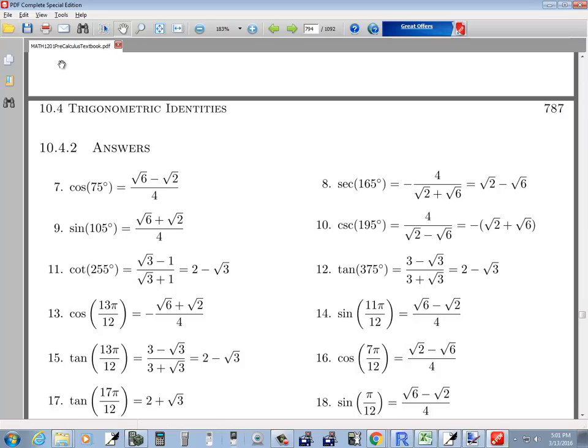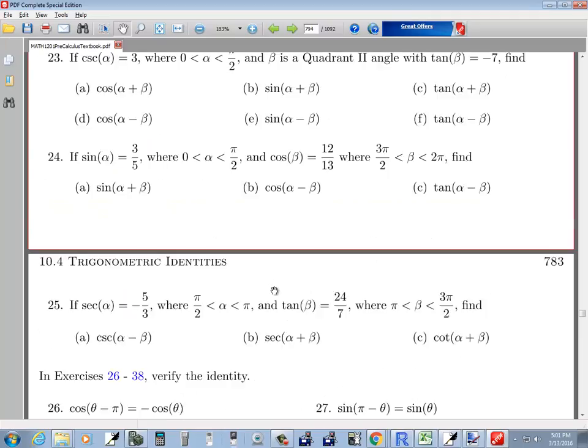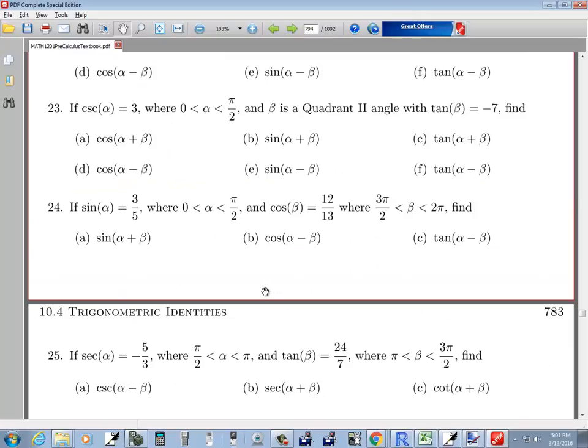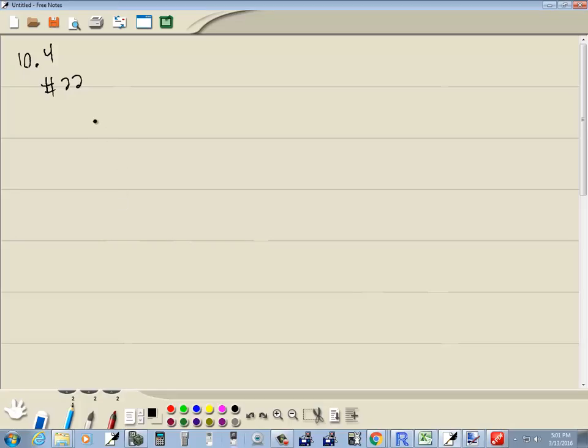Number 22, what does it say? Oops, that's 23. 22. If alpha is in quadrant 4, I'm talking about this quadrant here, and the x values here are positive and the y values are negative. I want to keep that in mind.